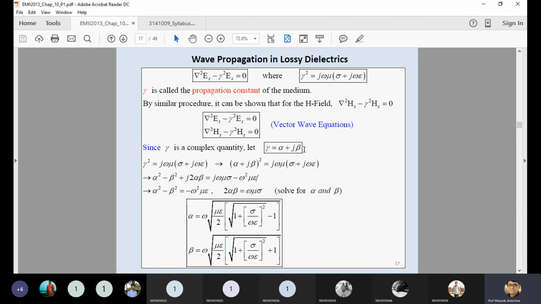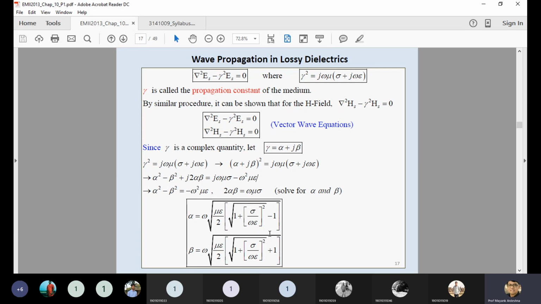So they put alpha plus j beta whole square, and they open the bracket, so that it becomes alpha square plus j2 alpha beta plus beta square. They compare this equation in such a way that you can easily identify alpha and beta. The simplified equation you can identify from this particular slide. So alpha is your attenuation constant and beta is your phase shift constant.